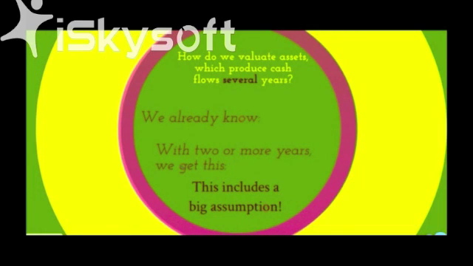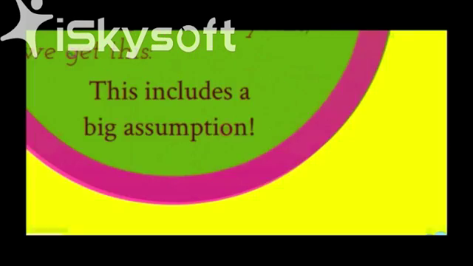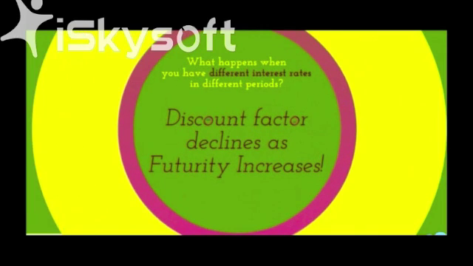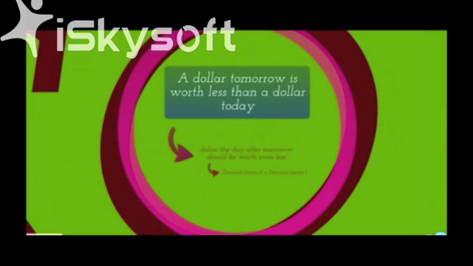This includes a big assumption: interest rates are constant over time. What happens when you have different interest rates in different periods? The discount factor declines as futurity increases. $1 tomorrow is worth less than $1 today. That's why $1 the day after tomorrow should be worth even less. And we can say the discount factor 2 is less than the discount factor 1.